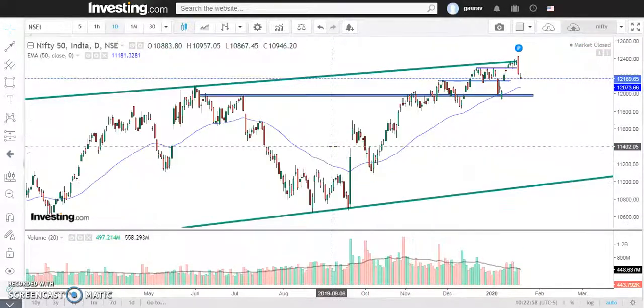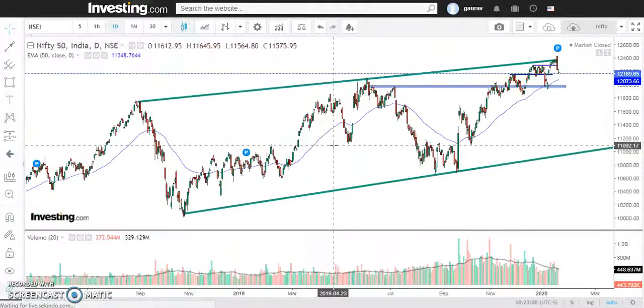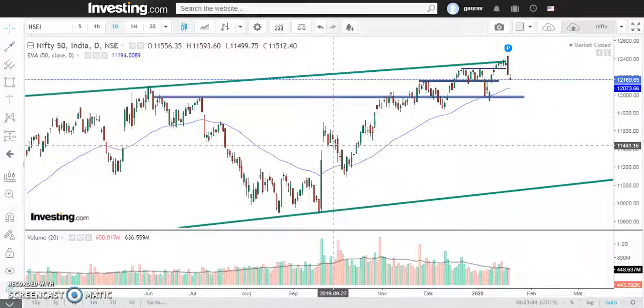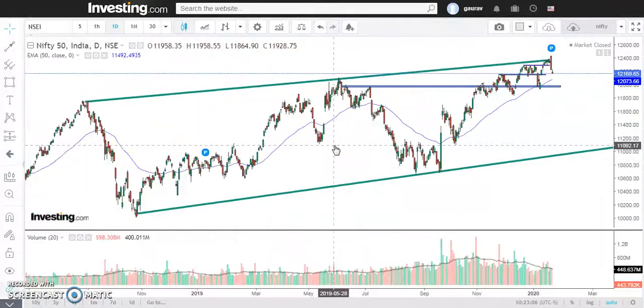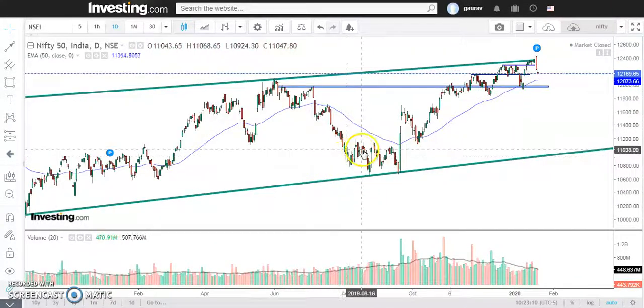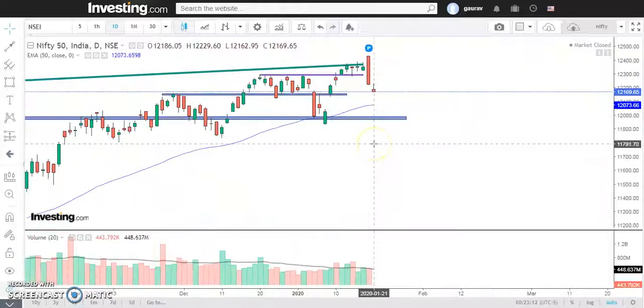So basically we will start with our analysis video. In this I will cover all the important levels of different scripts. So you should note down those levels and trade on them. So let's get started. So this is the Nifty chart.